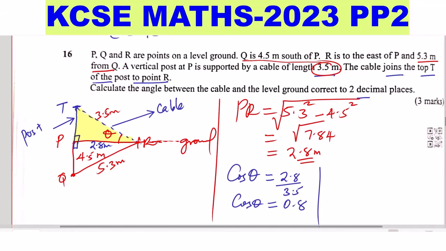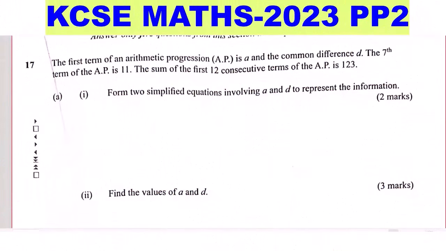That will give 0.8. So therefore theta, get the cos inverse of both sides to get theta. Theta will be given by the cos inverse of 0.8, and this will be 36.87 degrees. So that is the angle between the cable and the level ground, correct to 2 decimal places.